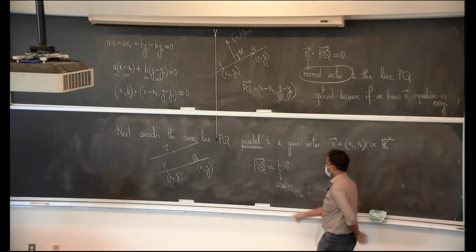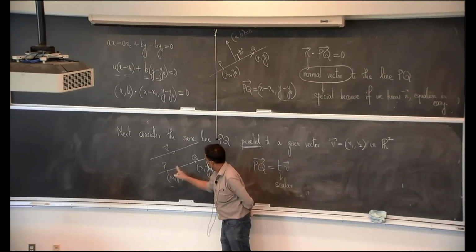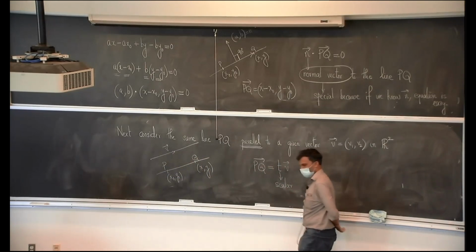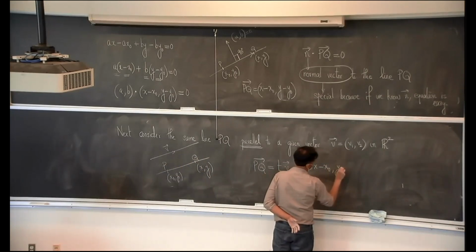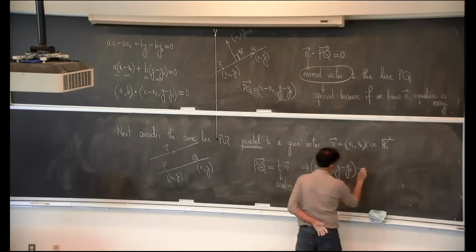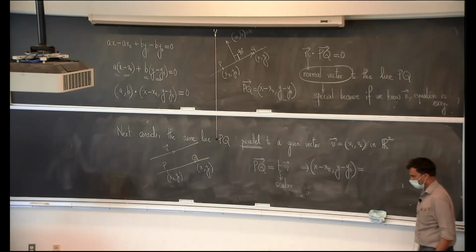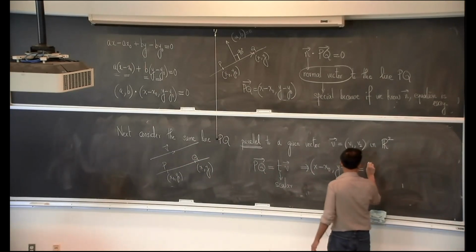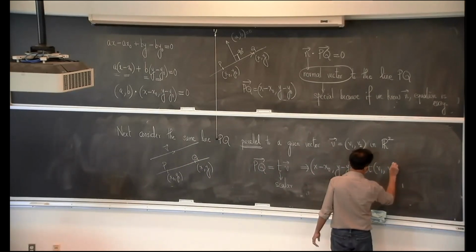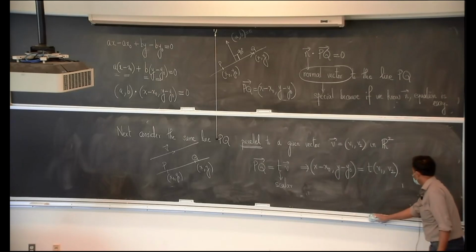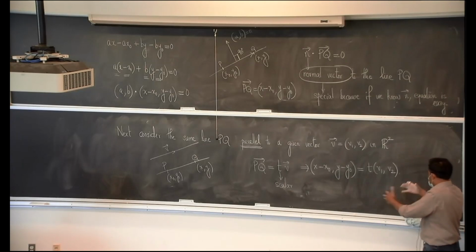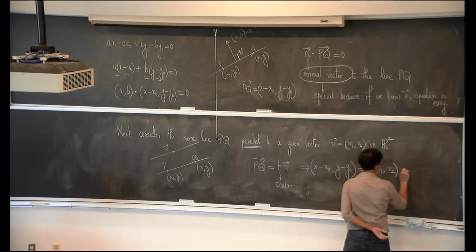Okay. So PQ, which is the vector that connects P to Q, is parallel to this, which means it's a scalar multiple of the vector v. In other words, we can write this as x minus x naught, y minus y naught. Okay. The vector, which is the difference between the two coordinates there, equal to t times v1, v2, where t is a scalar. Okay. Now this equation, if you simplify, transforms into different stages, so we need to be careful about what we name this. Okay, so this is called the vector equation of a straight line.